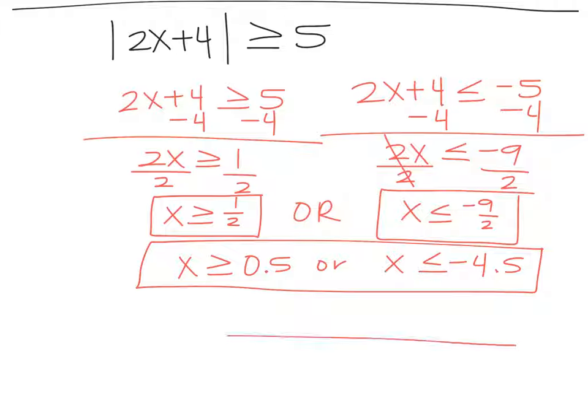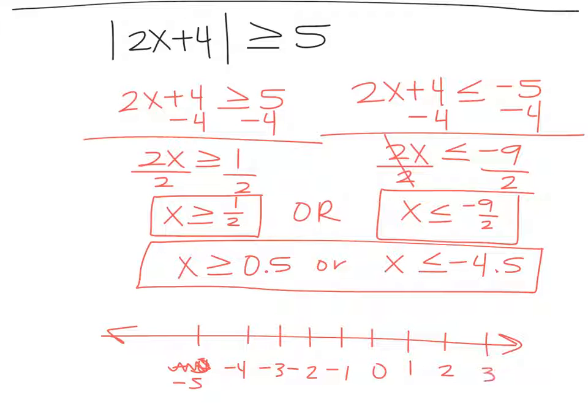Okay, so when we go to graph it, let's call this 0. So -1, -2, -3, -4, -5, and 1, 2, and 3, right? So 0.5, you're going to plot. That's 1/2 right here. -4.5, you're going to plot. What direction am I going with my arrows? In or out? Out, right?